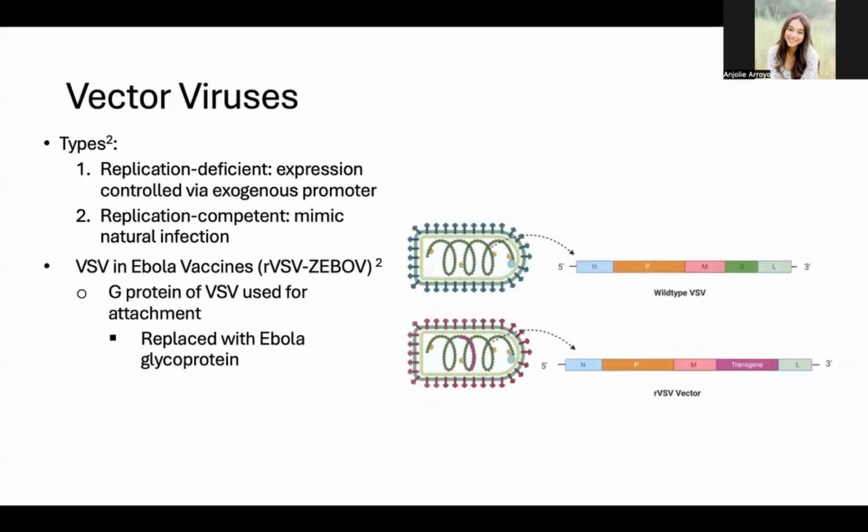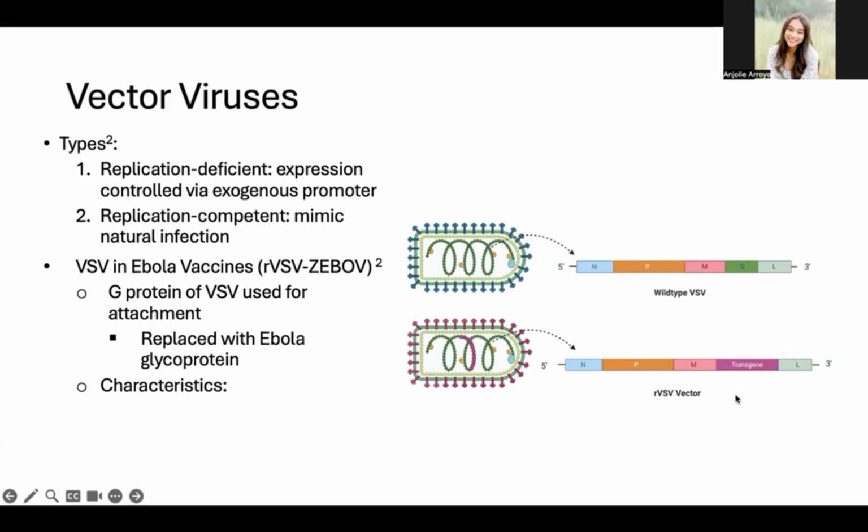So the G protein encoded by the viral genome is used for attachment of the viral particle into the host cell and is replaced with the transgene of interest. You can see that on the figure right over here. The G protein coding region is right here, and then it was replaced with the transgene when using it as a vector for viruses. But in the vaccine for Ebola, this is actually going to be the Ebola glycoprotein.